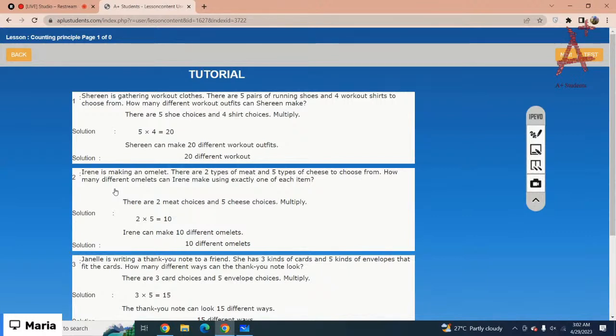Okay, the next one is Irene is making an omelette. There are 2 types of meat and 5 types of cheese to choose from. How many different omelettes can Irene make using exactly one of each item? So 2 choices for meat and 5 choices for cheese. So you need to do 2 times 5. 2 times 5 is 10.